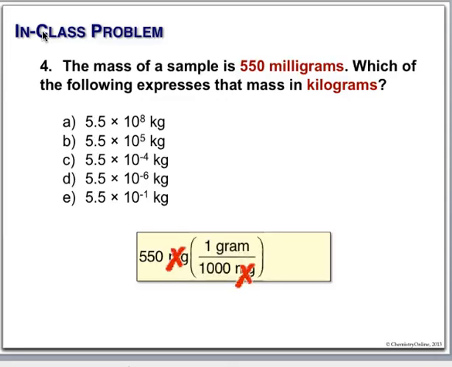Now our given has units of grams. We simply need to go from grams to kilograms. How many grams in 1 kilogram? 1,000. It's 1,000 again. So we simply need another ratio with gram in our denominator. Once again, grams will cancel. We have 550, so that's 5.5 times 10 squared, and we're going to divide it by 10 to the 6. When we do that, we subtract the exponents here, and we wind up with 10 to the 4th.